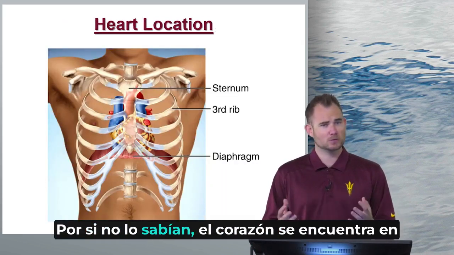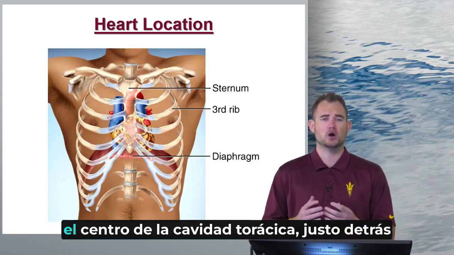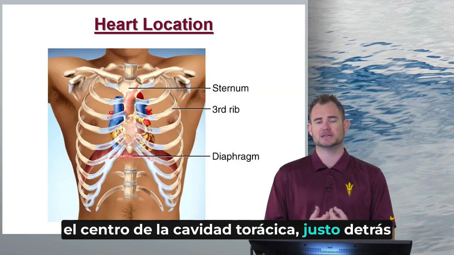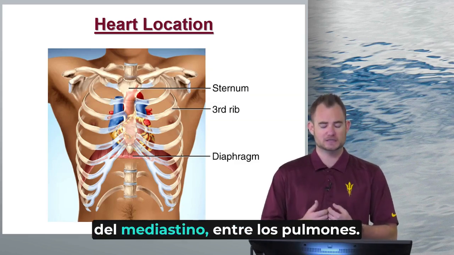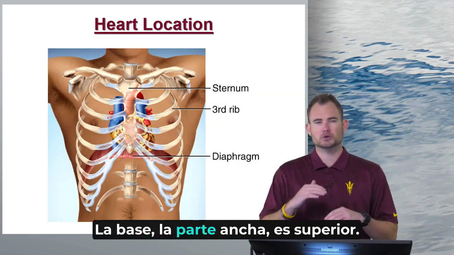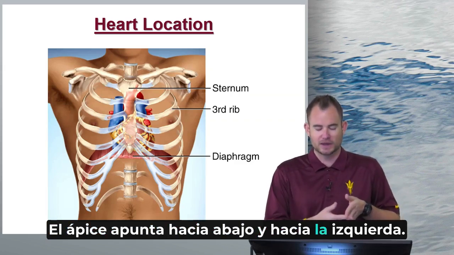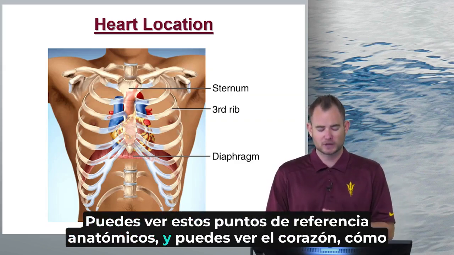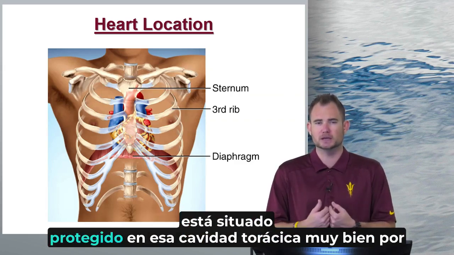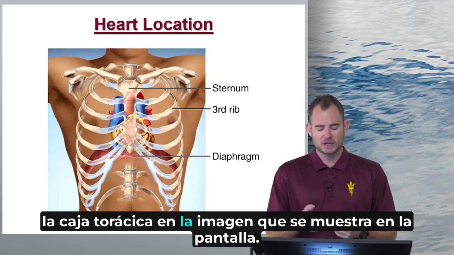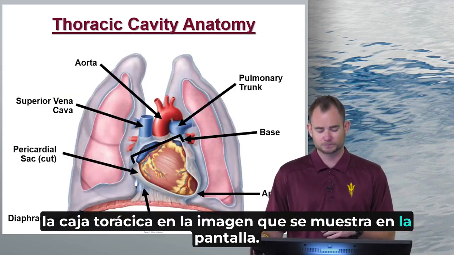Now, in case you were wondering and didn't know this already, your heart is located in the center of the thoracic cavity, directly behind the mediastinum, between the lungs. Okay? The base, the broad portion, is superior. The apex is pointed down towards the left. You can see these anatomical landmarks, and you can see how the heart is situated, protected in that thoracic cavity very well by the rib cage in the image shown on the screen.